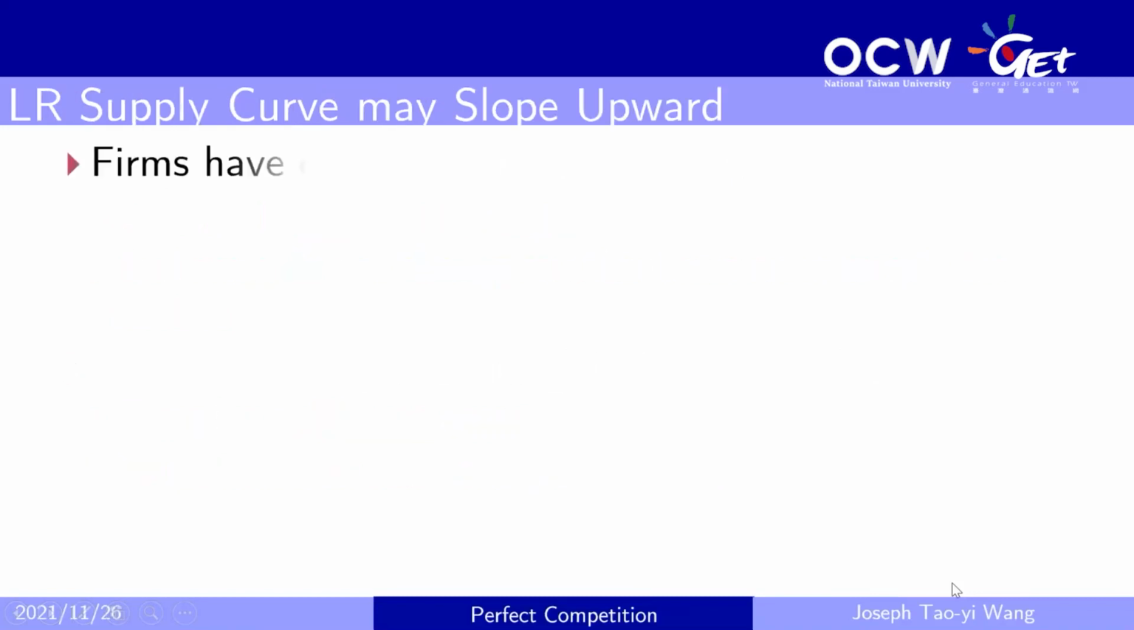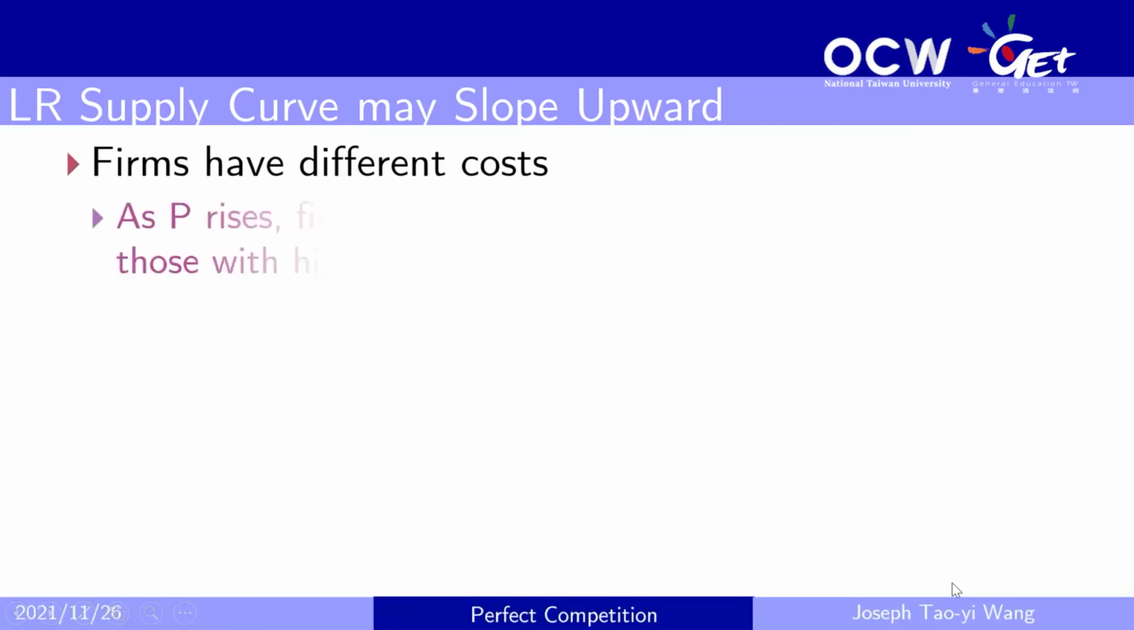So let's take a look at these two conditions. First one, firms can have different costs. Some firms are more efficient in producing some of the products than others. Then what's going to happen?